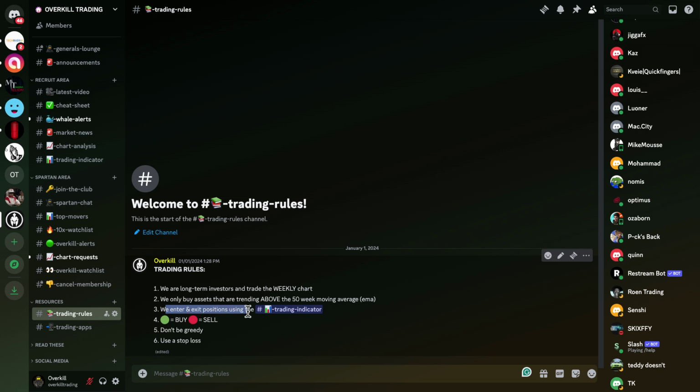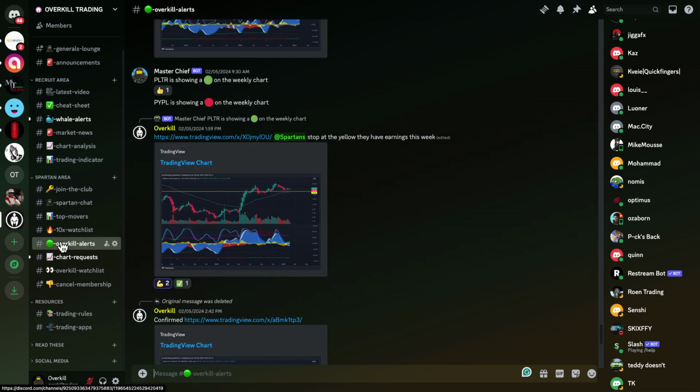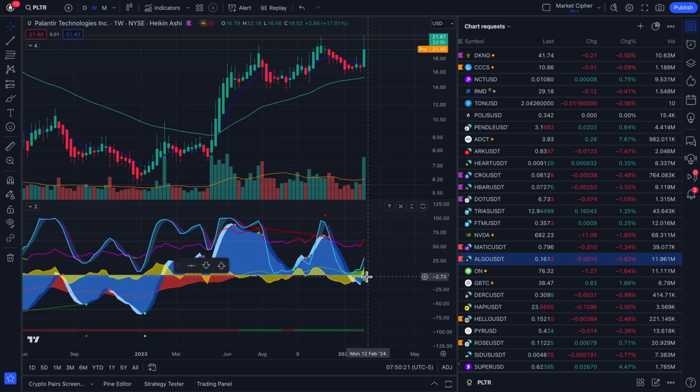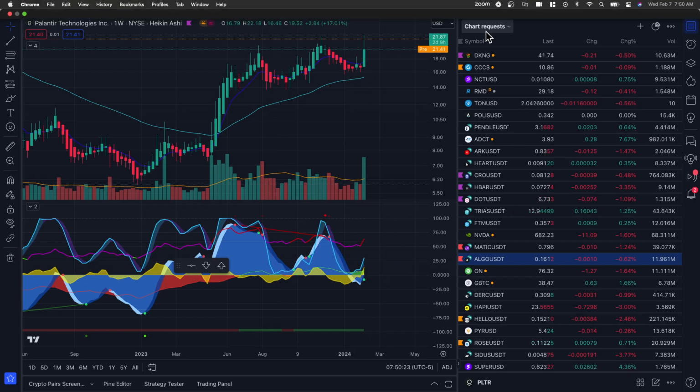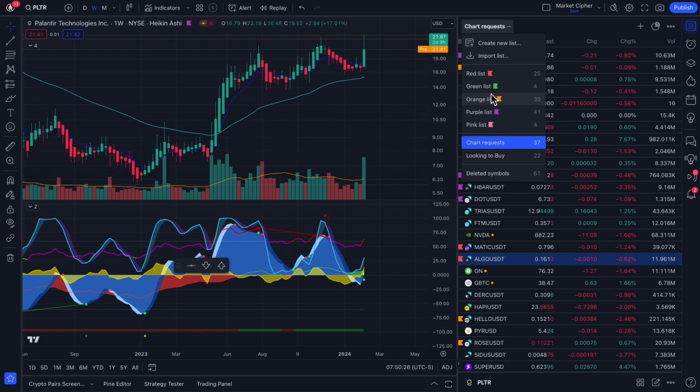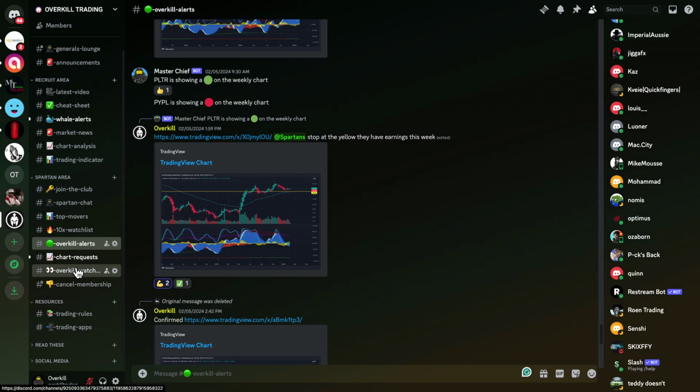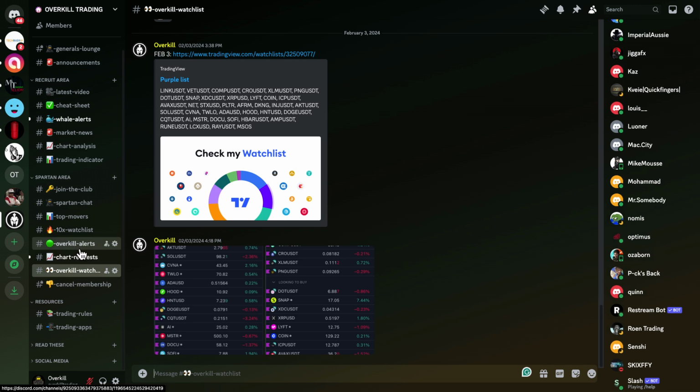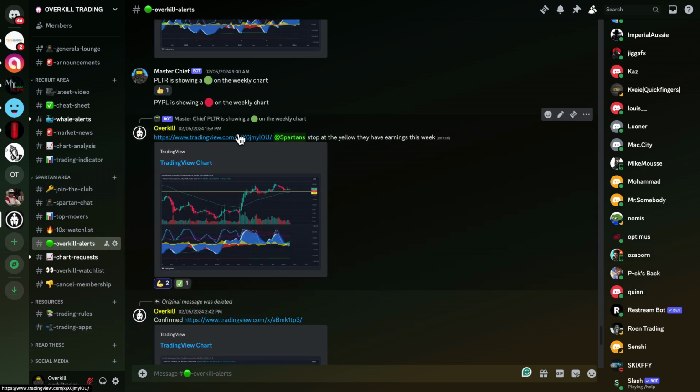Number 3, boom, we enter and exit positions using the trading indicator. That rolls into rule number 5. The green dot means buy and the red dot means sell. If you're a member of the Discord, you can see over here we have this tab called Overkill Alerts, and this will tell you when one of these dots is printing on the charts that we follow. We have 2 watch lists. One's an altcoin watch list, and one is our looking to buy list. You can also get access to those inside the Discord and follow the names that we follow. But this Overkill Alerts tab is going to notify us when something prints.